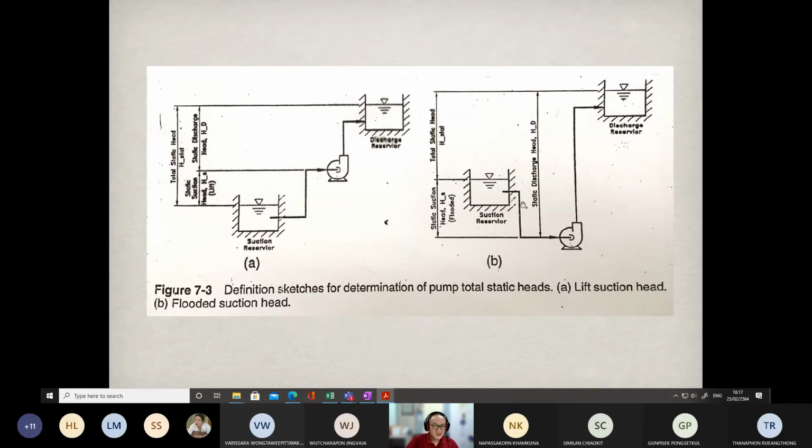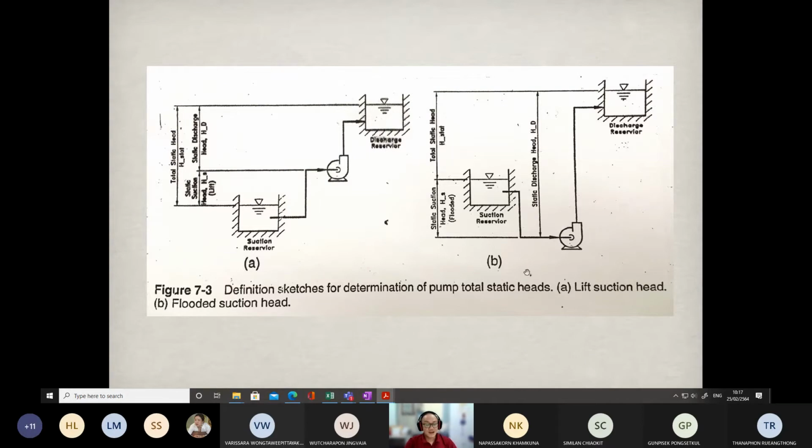The same concepts apply if you look into figure B. The water level difference is still the total static head. The static suction head is still the water level in the suction reservoir with respect to the center line of the pump, which is located at a lower elevation. And from the center line of the pump to the water level in the discharge reservoir, we normally call this the static discharge head.